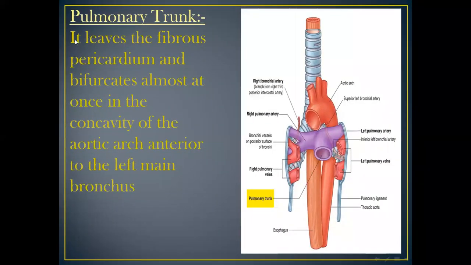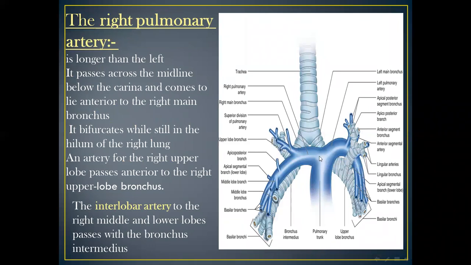The pulmonary trunk leaves the fibrous pericardium and bifurcates at once in the concavity of the aortic arch, anterior to the left main bronchus. This is the pulmonary trunk. It bifurcates into left and right under the aortic arch and anterior to the left main bronchus. It is more towards the left side. The right is longer than the left. It passes across the midline below the carina and comes to lie anterior to the right main bronchus.